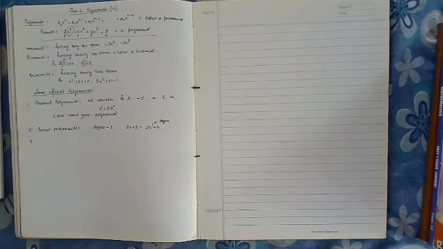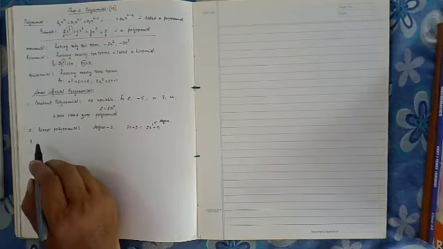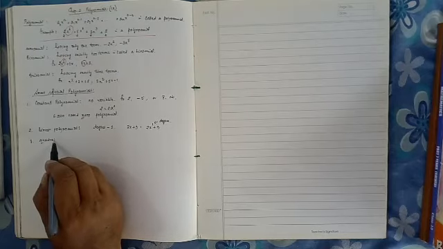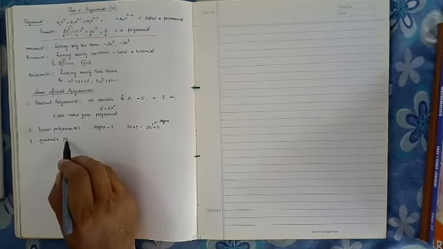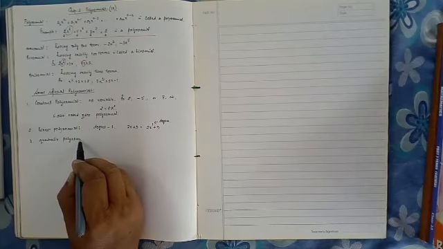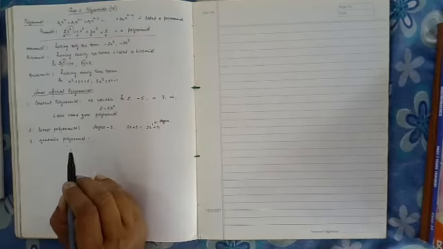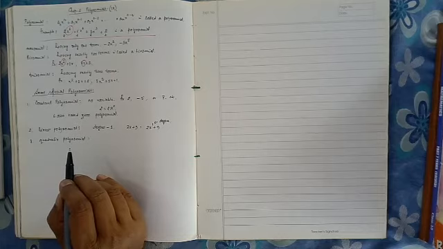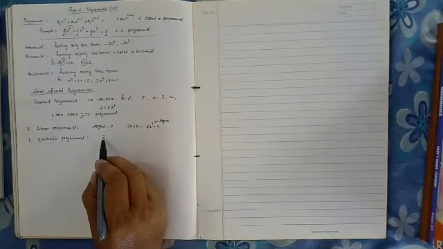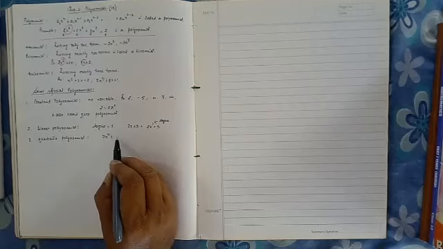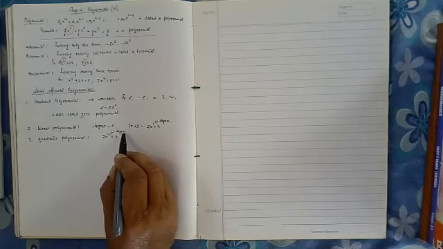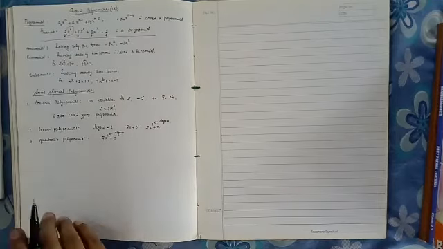Next, quadratic polynomial. If the degree of a polynomial is 2, then it is called a quadratic polynomial. Like 7x square plus 3. What is the degree? Degree is 2. Therefore this is called a quadratic polynomial.